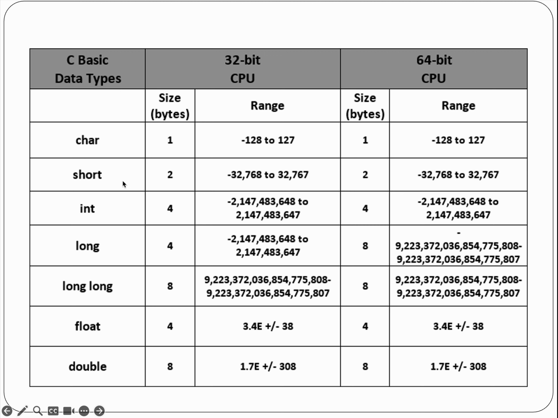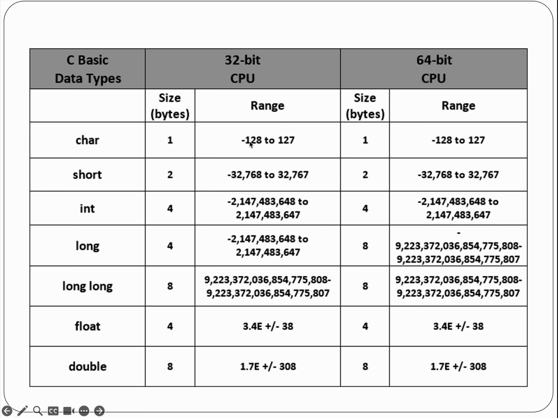See, short occupies 2 bytes, int occupies 4 bytes, long int occupies 4 bytes. Long occupies 8 bytes, float occupies 4 bytes, double occupies 8 bytes, and then long double occupies 16 bytes. They differ only in the size. So this is the range.